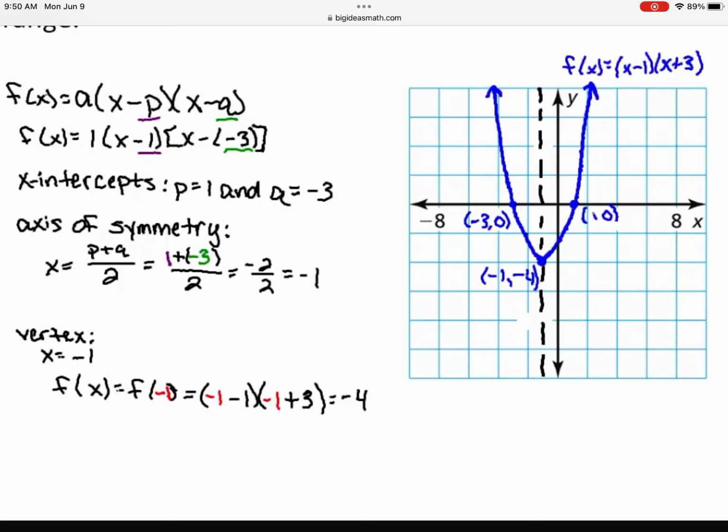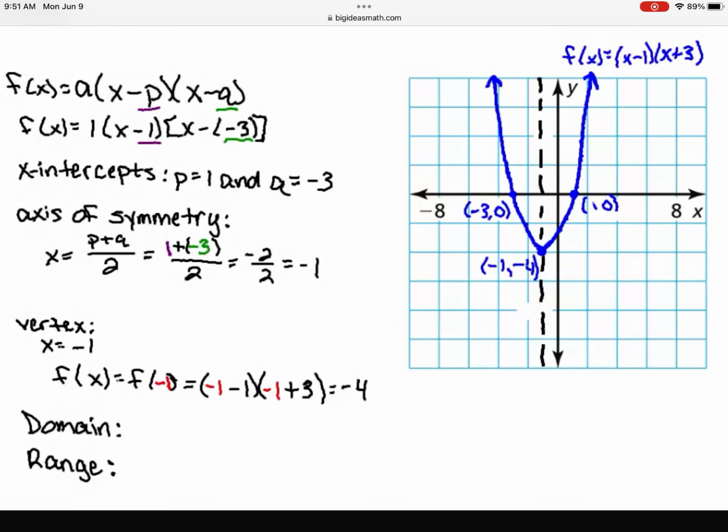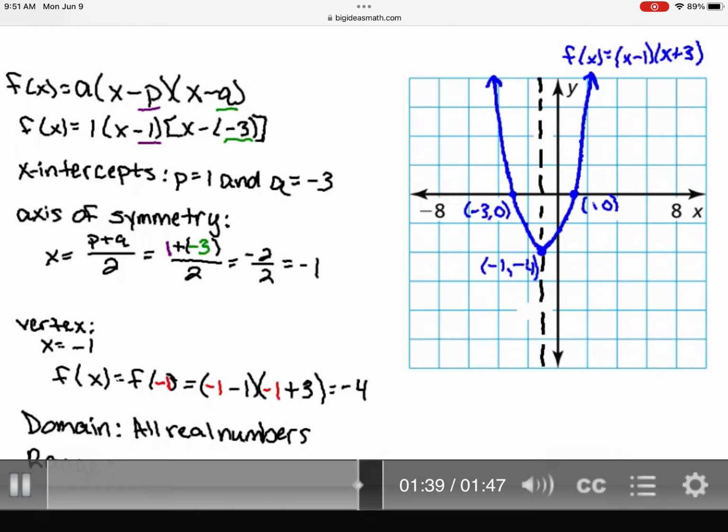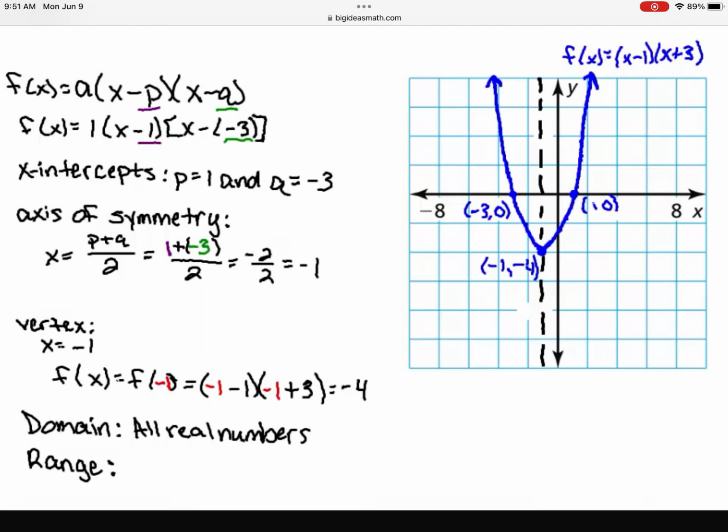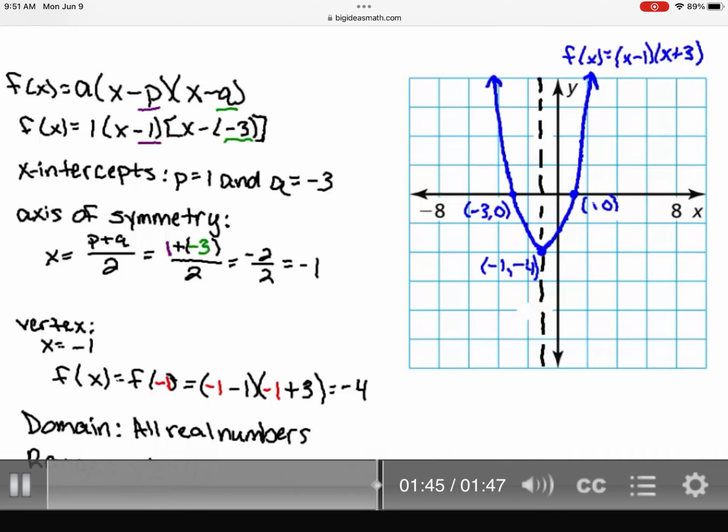Next, you want to find the domain and range. The domain is the set of all possible x values. From the graph, you can see that the domain is the set of all real numbers. The range is the set of all possible f of x values. From the graph, you can see that the range is the set of all real numbers greater than or equal to negative 4, which can be represented by the inequality y is greater than or equal to negative 4.